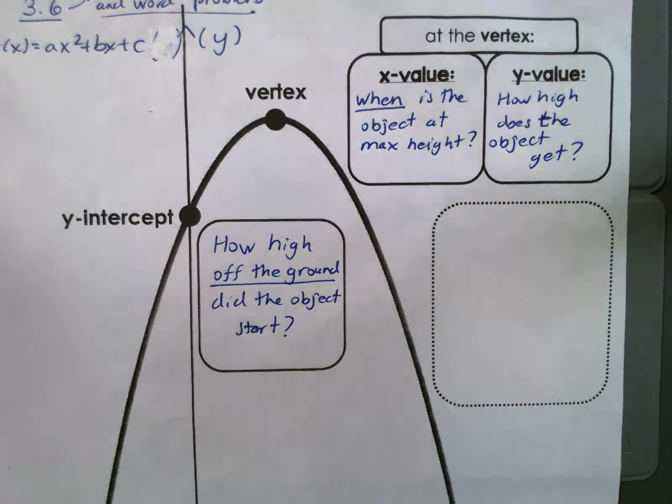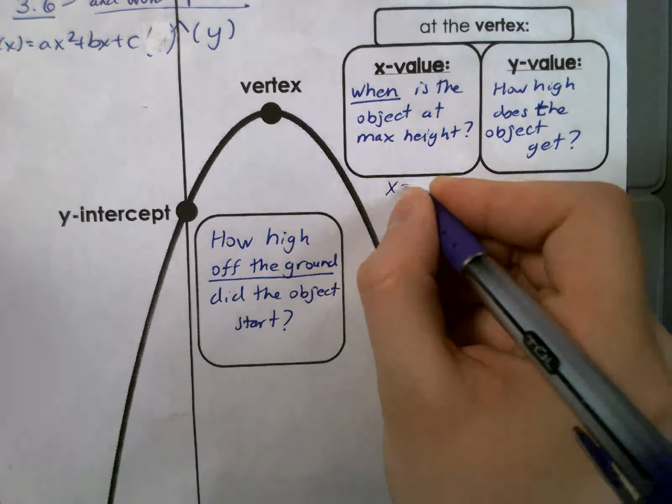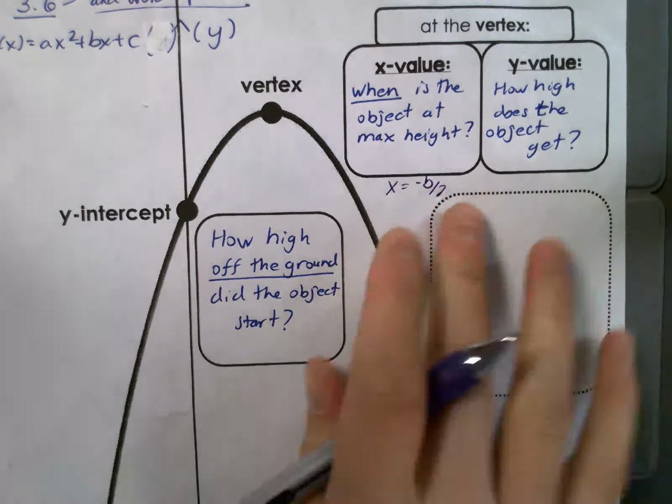Now, the x value of the vertex, if you remember, we can calculate using a simple equation. That equation was x equals the opposite of b over 2a.